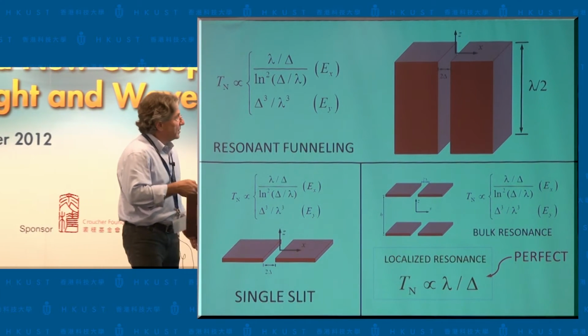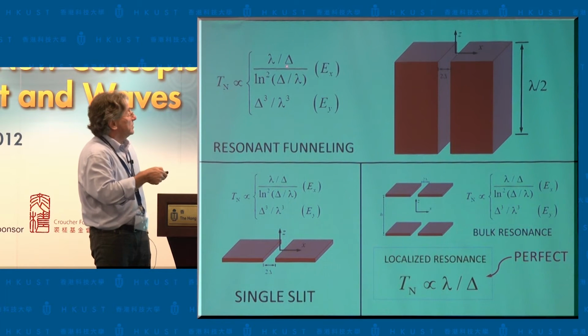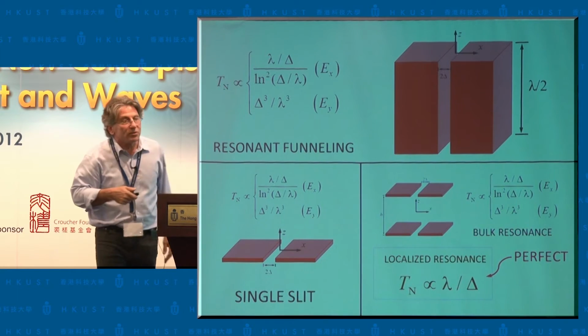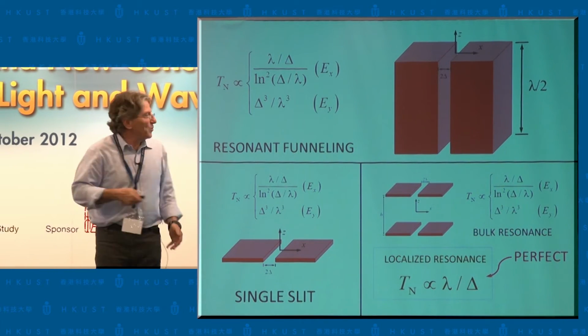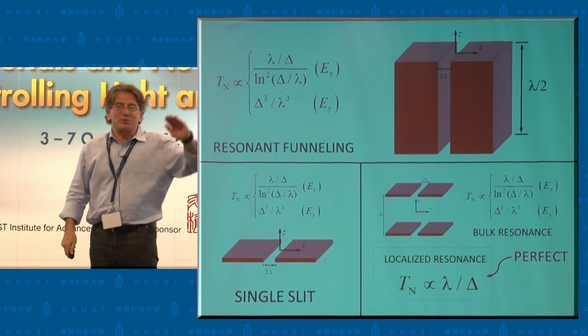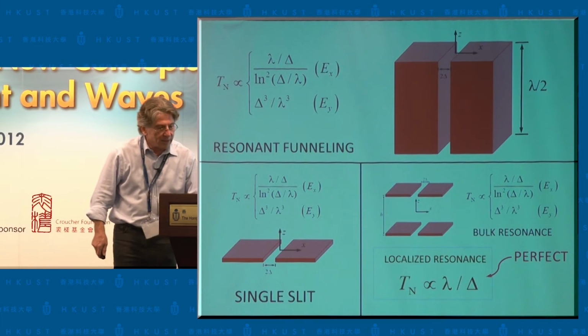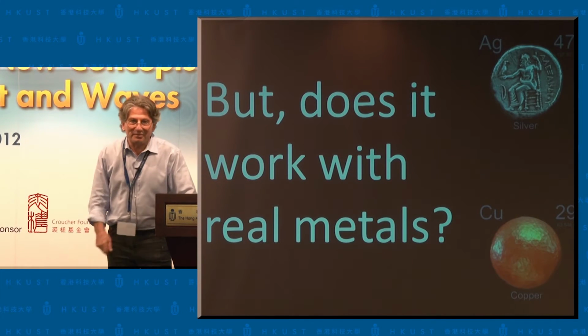So, and like I said before, the actual transmission, this is the normalized transmission, but the actual transmission when delta goes to 0 goes to 0. Whereas here, the actual transmission when delta goes to 0 is 100%. It's singular perturbation. Okay, does it work with real metals?